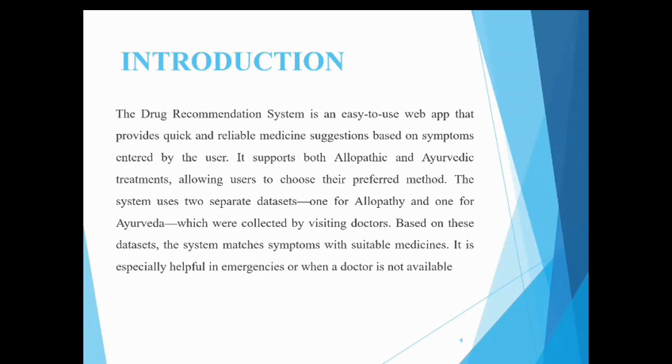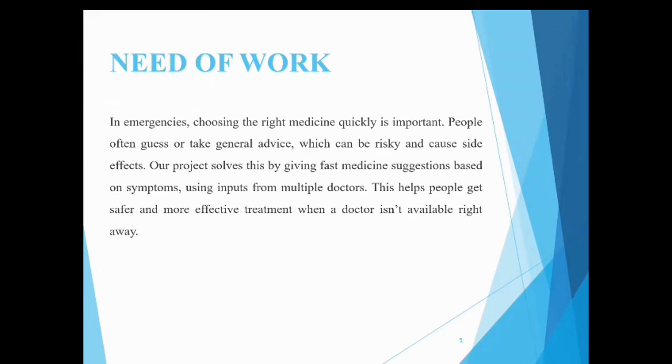The system uses two separate datasets, one for allopathy and the second for Ayurveda, which were collected by consulting doctors to ensure that medicine suggestions are accurate and reliable. To find the right medicines, the system uses TF-IDF vectorizer and cosine similarity, which helps to match the symptoms entered by the users with the most suitable medicines. Overall, the system provides a quick, easy, and helpful way to get basic medical suggestions when professional healthcare support is not immediately available.